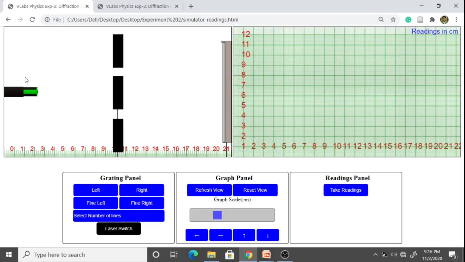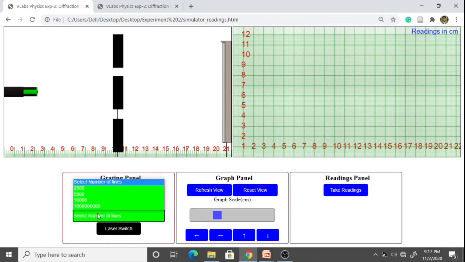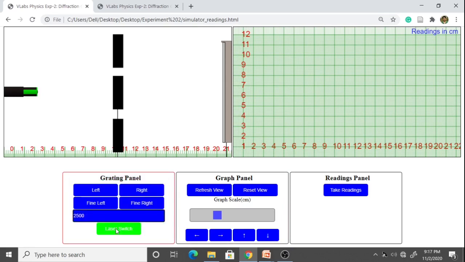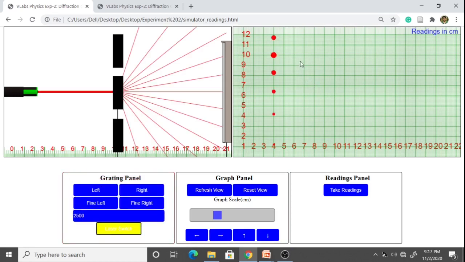Now you can see this is the laser light source, and we have been provided a horizontal distance scale, in the form of a graph, to note the readings. Here you can note that the readings are in centimeters. So if I select this number, 2500, and switch on the laser, then I will get these diffracted points here.